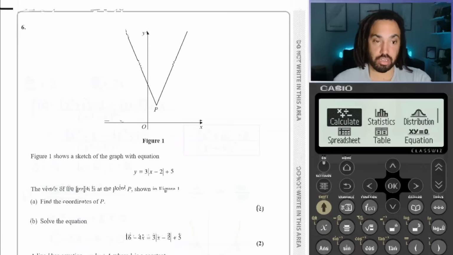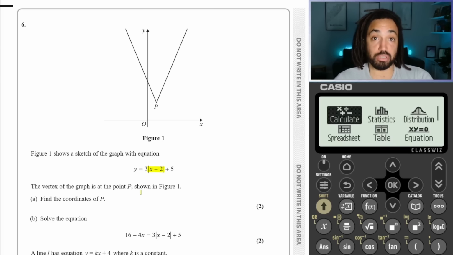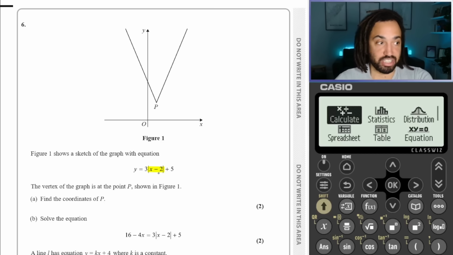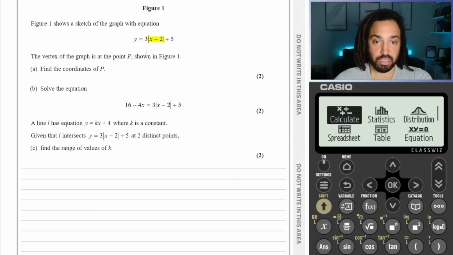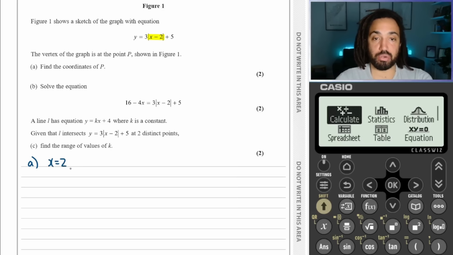Perfect. Question 6, and we have a sketch of a modulus function. We get given the equation. It says that the vertex of the graph is at point P, so that's the minimum point of this modulus function. In order to minimise the modulus function, this part can only be positive or 0, so the smallest possible thing we can have is 0, and the value of x which makes that 0 is 2. So we know for part A, we want x to equal 2 to get to the minimum point.